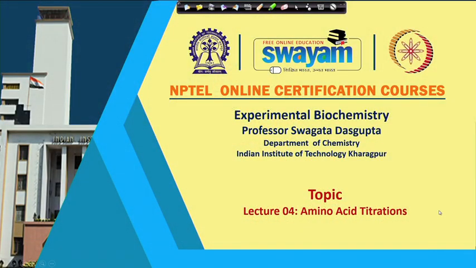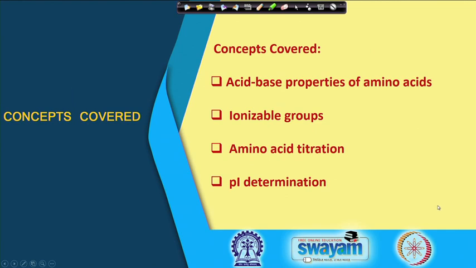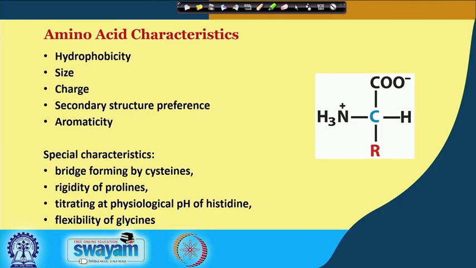We continue our lecture on amino acid titrations. We spoke about certain things in the last lecture, where we discussed the acid base properties of amino acids, the ionizable groups that are present, amino acid titrations and PI determination. But we considered only the basic characteristics.